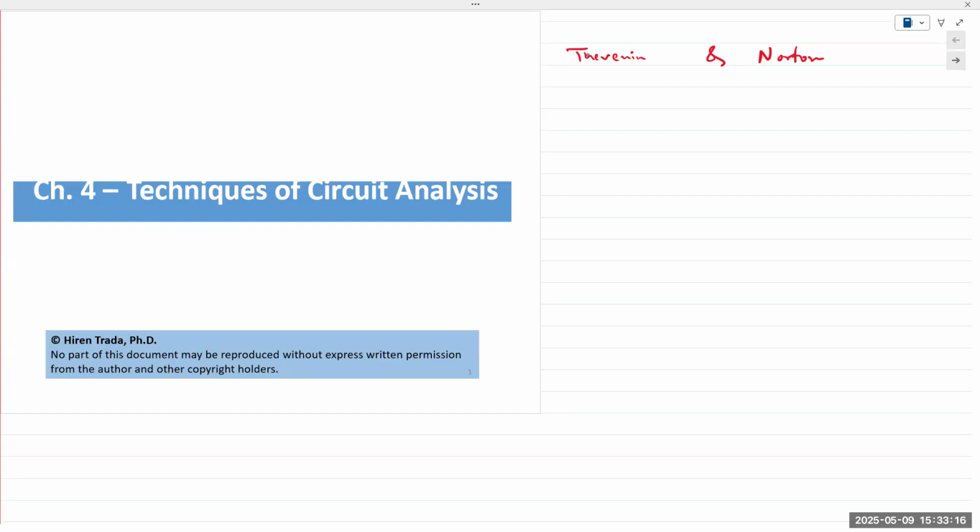Two of the primary techniques we use are node voltage analysis, which I like to call NVA. Again, we'll study those. Or we have MCA, mesh current analysis. There is also something known as superposition, SP. Okay.